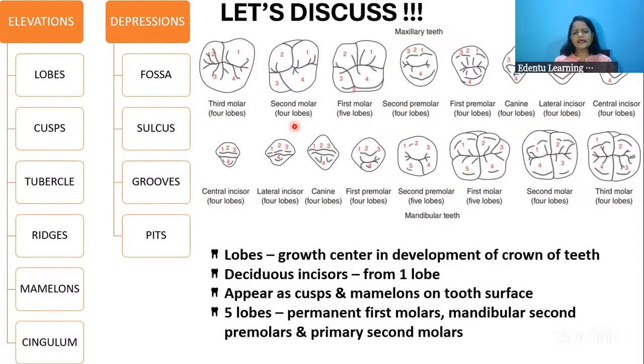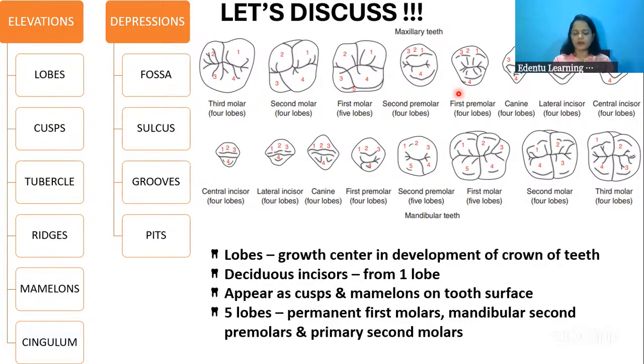Now, there are other teeth like the deciduous molars and our permanent central and lateral incisors, canines, and the premolars. They all develop from four lobes. Now there are teeth that develop from five lobes. You should know this because there are only a very small number of teeth that develop from five lobes.